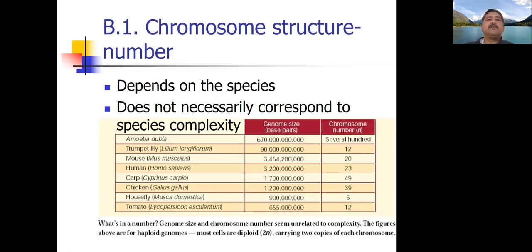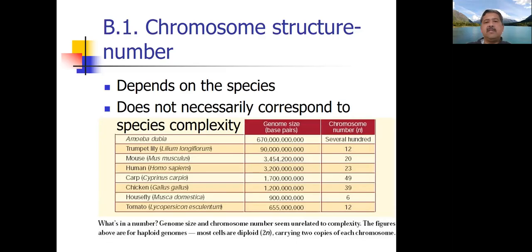Now, as far as chromosome structure goes, the chromosome structure depends on the species. You and I have 23 pairs of chromosomes. That means we have 46 chromosomes in each of our 38 trillion cells, with the exception of those few sex cells, those sperm and those eggs. We're going to take a look at that when we study a similar process called meiosis.